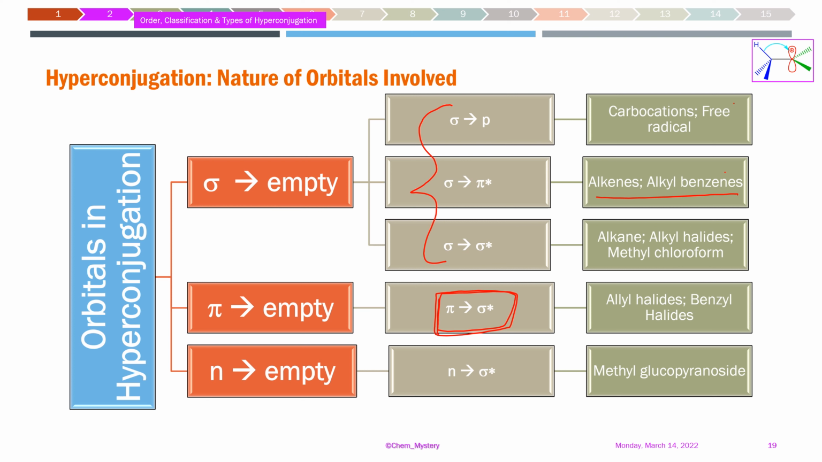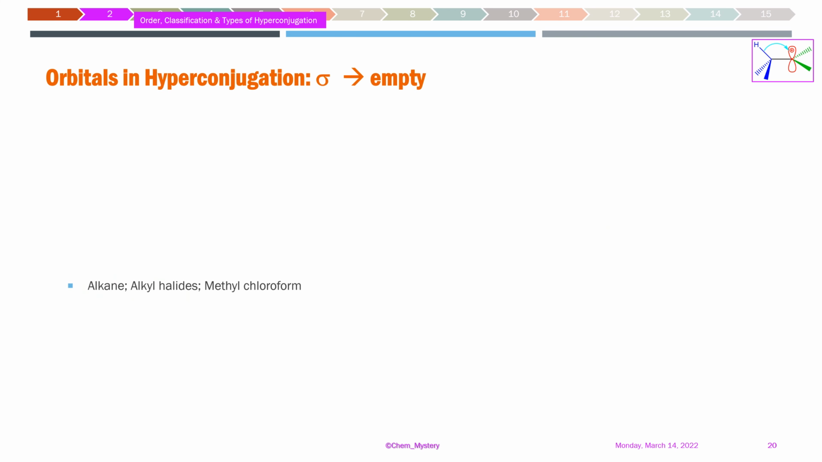And then when sigma bonded electrons go into the pi star molecular orbital, that is what we have just seen was the case of the benzyl halide or the alkyl halide. Also, we can see the non-bonding electrons can go into the pi star. Methyl glycosides are one of the examples. We'll be seeing that in the cases of anomeric effects in detail later, just to have an idea how these kinds of examples are there.